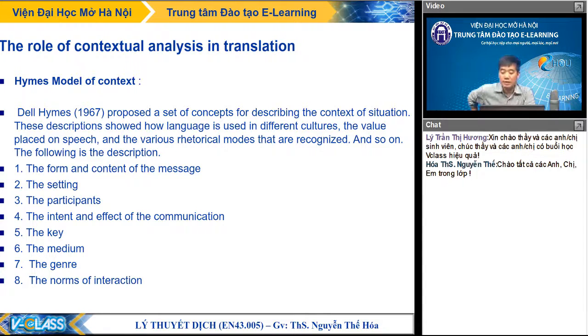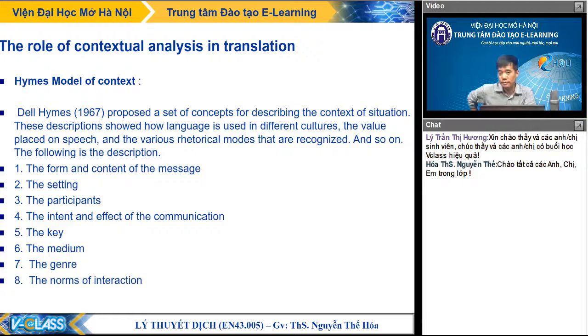That is the intent, the intention and the effect of the communication. Yeah, the intention of the writer. And the key. So, what is the key? Actually, the key here is called the main thing in the circumstances and the situation of the context. And the medium, that is the way we put the words. That's the way we express the message or the idea.